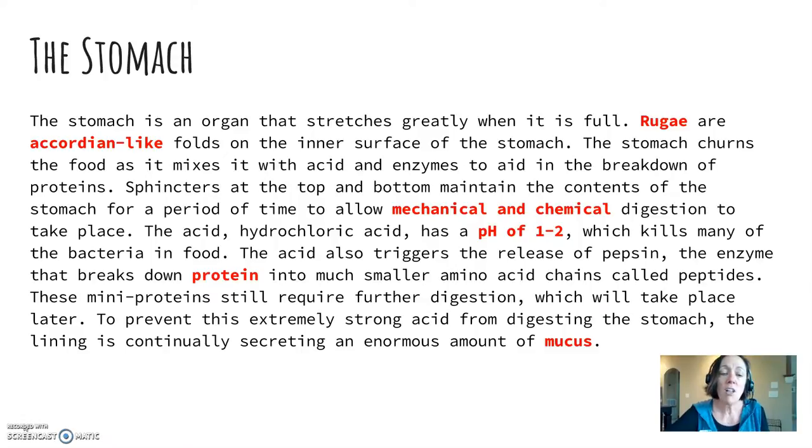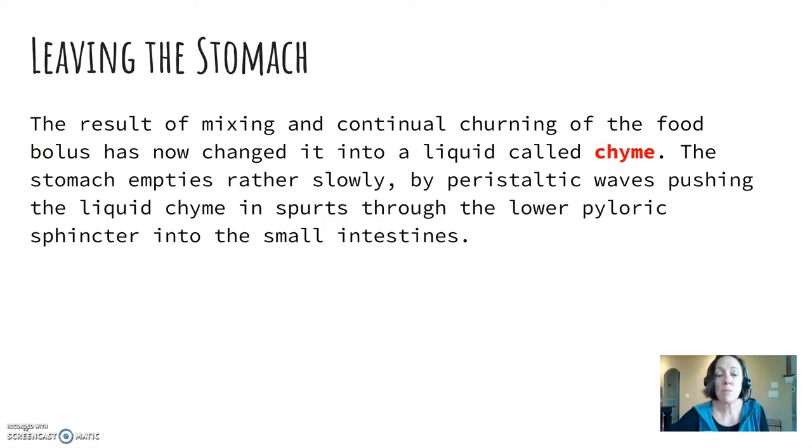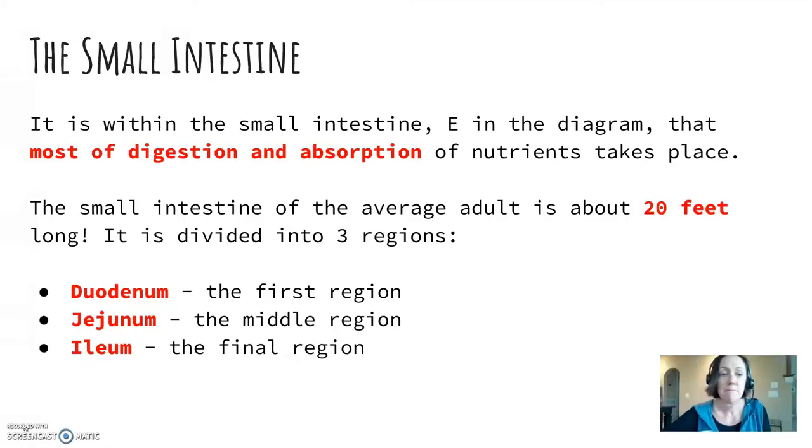To prevent all the strong acid from digesting the stomach itself, the lining is continually secreting an enormous amount of mucus to protect it. The result of all the mixing and the continual churning of the food bolus in your stomach has now changed it into a liquid which is called chyme. The stomach empties really slowly by peristaltic waves, pushing this liquid chyme in spurts through the lower pyloric sphincter into the small intestine.